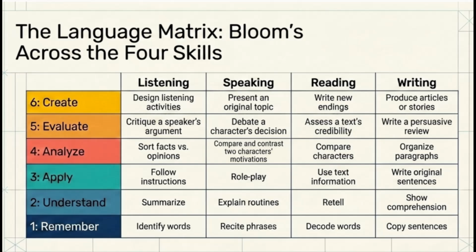Bloom's taxonomy across the four skills. Bloom's taxonomy can be applied across all four language skills: listening, speaking, reading, and writing. As learners move up the six cognitive levels, the tasks in each skill become more challenging and meaningful. At the remember level, learners identify words in listening, recite familiar phrases in speaking, decode words while reading, and copy sentences in writing.